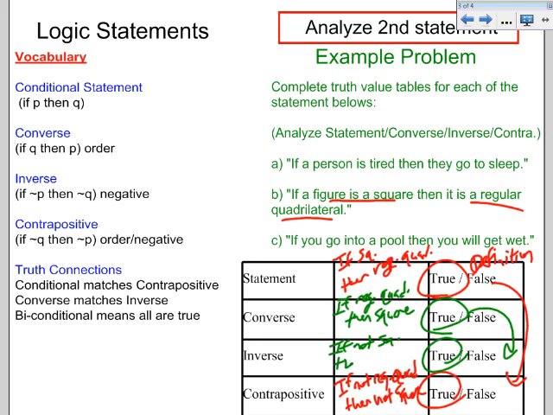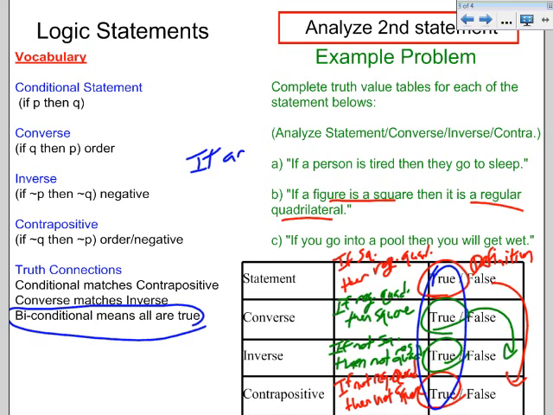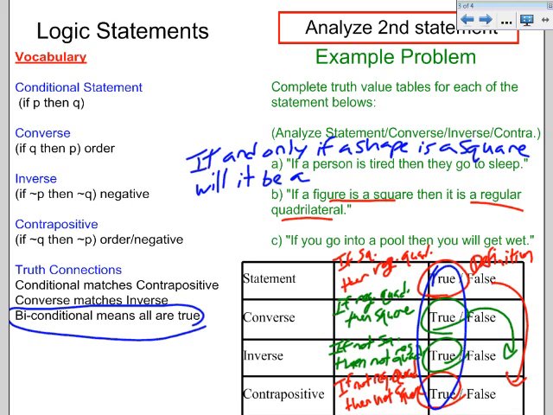Always be careful when you're doing the inverse and contrapositive. Don't mix them up. Remember, the inverse is the not of the original statement, so you just say not of whatever it is. All right. Now, in this case, notice how they're all true. Since they're all true, this is called a biconditional statement. This is one of those cases where you could use an if and only if phrase. For example, you'd say, a figure is a square if and only if it is a regular quadrilateral. And the reason you can say that is because, by definition, a figure is a square only if it is a regular quadrilateral.